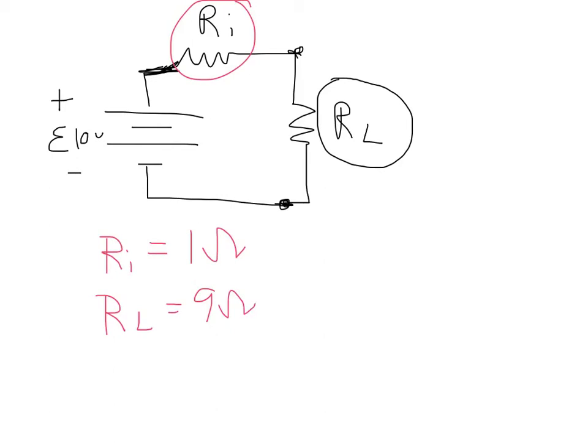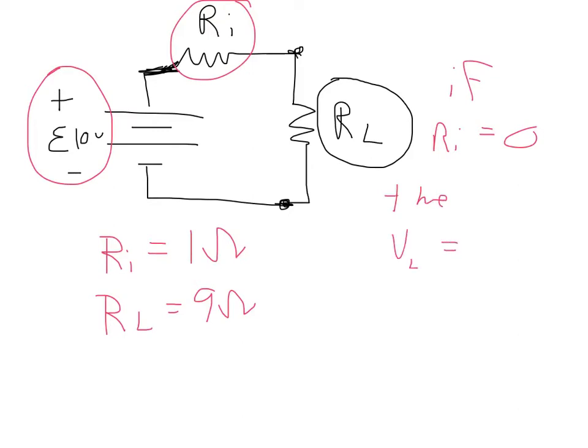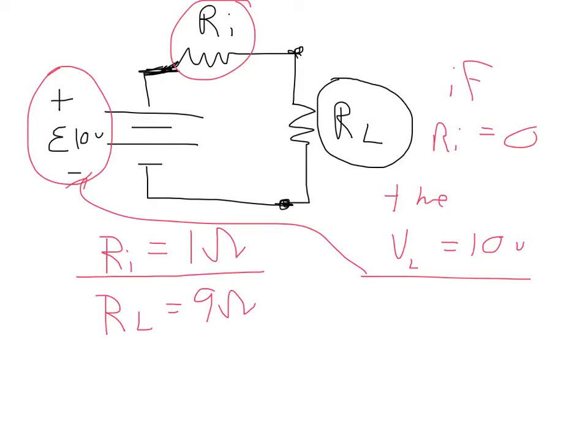Now if this internal resistor was 0, and this was a perfect battery right here, then you should expect to see 10 volts across this resistor. So if the internal resistance equals 0, then the voltage across the load would be equal to 10 volts, which is the size of the battery voltage here. Okay? However, since we have this internal resistance of 1 ohm, we could use voltage division to figure out what the voltage across the load would be.